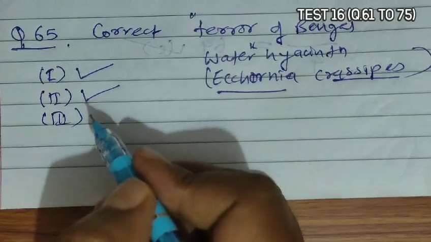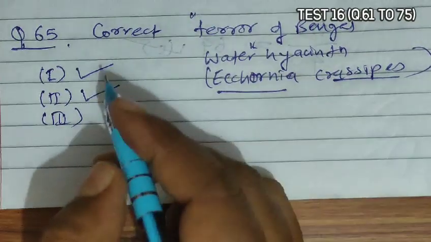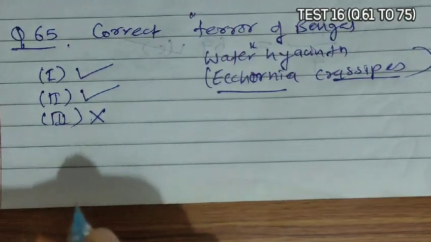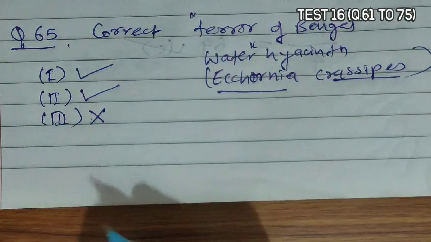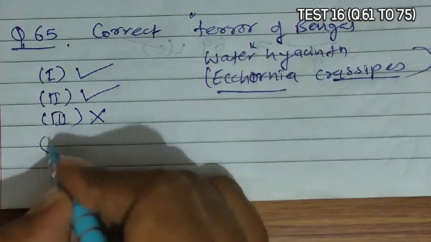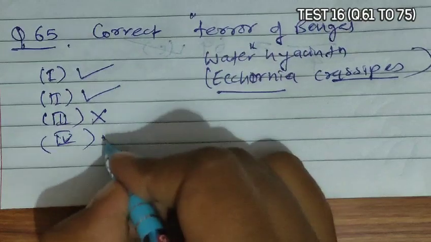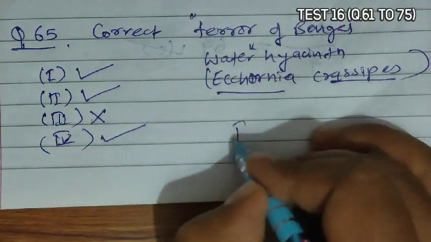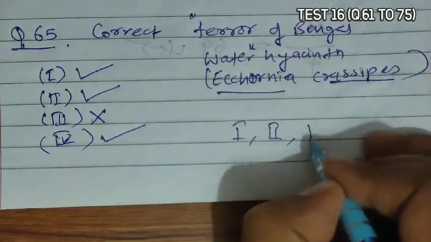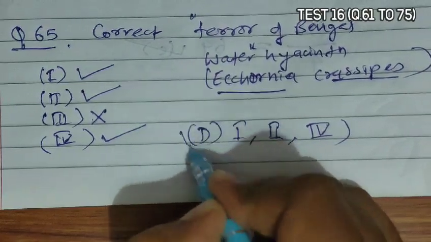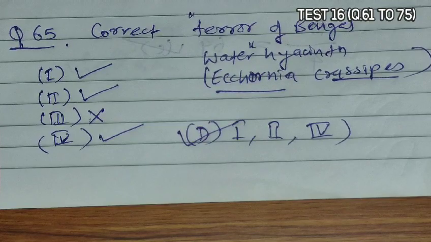Option 3 says it does not drain oxygen from the water, which leads to the death of fish. Actually, it drains the oxygen, so there is a depletion in the level of oxygen, due to which the death of fish occurs, so it is incorrect. And the fourth says it can propagate vegetatively. Yes, it can propagate vegetatively. So first, second and fourth are correct, so option D is the correct answer for question 65.